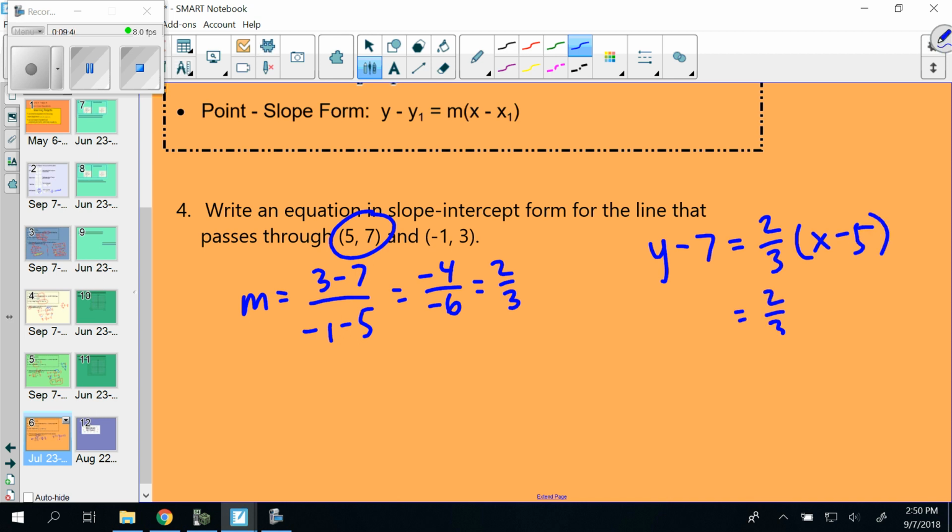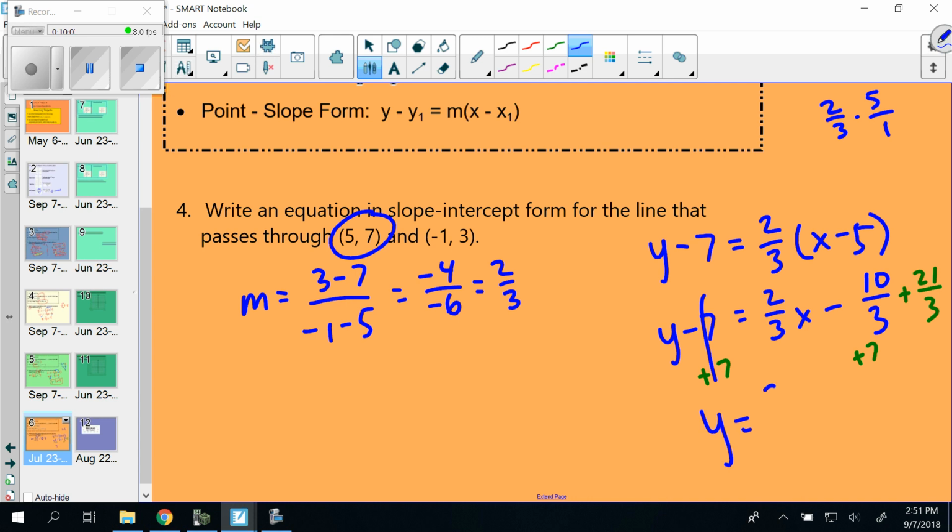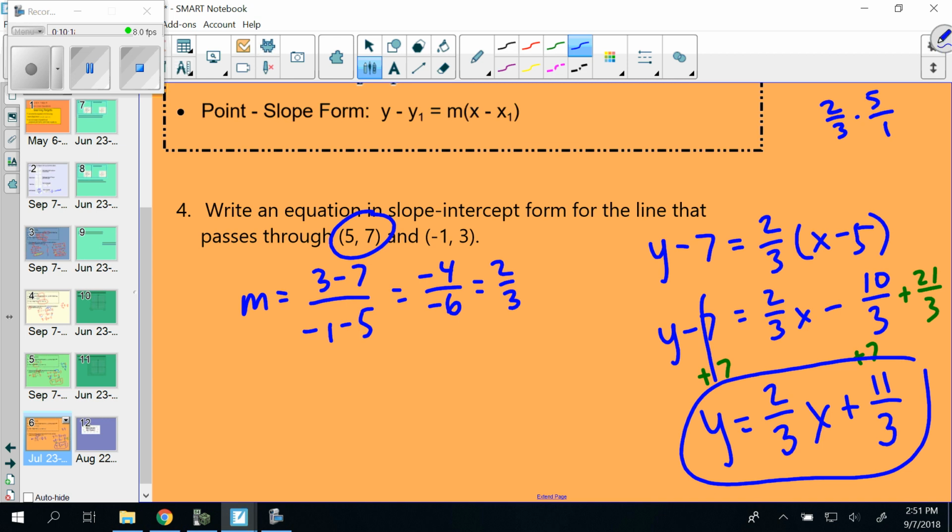Distribute. If you take 2/3 times 5, remember you want to put it over 1, so that's going to be minus 10/3. And then we want to add 7 to this. Adding 7, if you make it into the common denominator, would also be the same as adding 21/3. So our answer is going to be y equals 2/3 x, and negative 10 plus 21 is going to leave us with 11/3. So that's the equation in slope-intercept form.